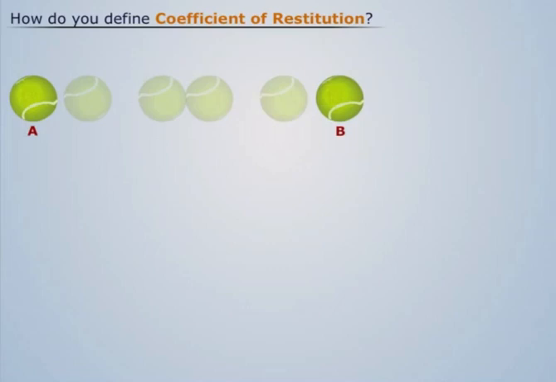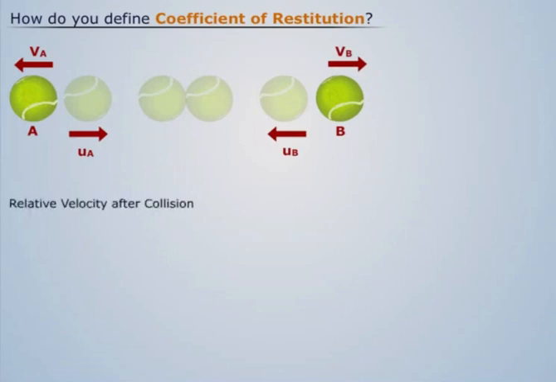If UA and UB are the velocities of body A and body B before collision, and VA and VB are the velocities of body A and body B after collision, the relative velocity after collision will be VB minus VA. Then, the relative velocity before collision will be UA minus UB.